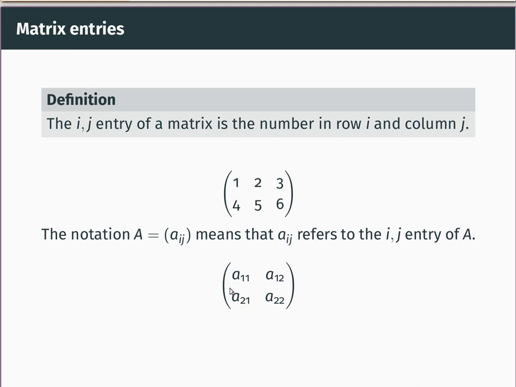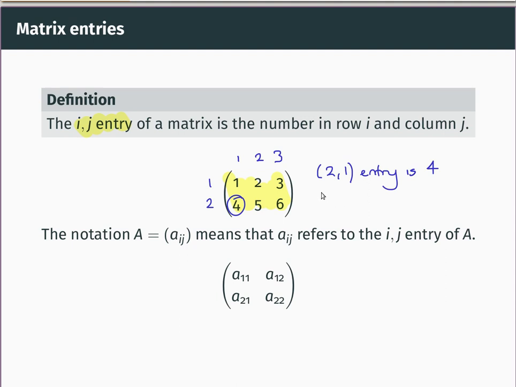We need a way to refer to the individual entries within a matrix, and we do that by using matrix coordinates. So the definition is that the ij entry of a matrix means the number which is in row i and column j. So if we take a look at this example here, then for example the 2, 1 entry, what is it? Well, the 2, 1 entry is 4, right? It means row 2, and here we have row 1, row 2, and column 1. So here the columns are 1, 2, and 3. So in row 2 and column 1, you've got the number 4.